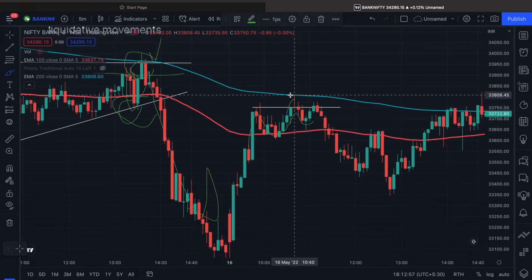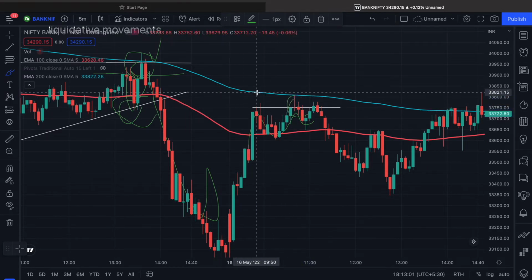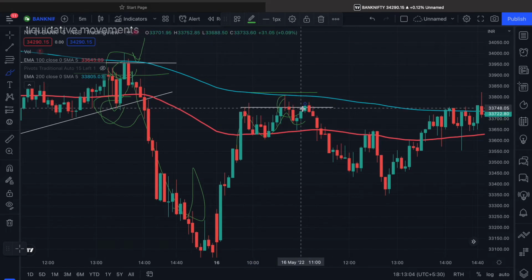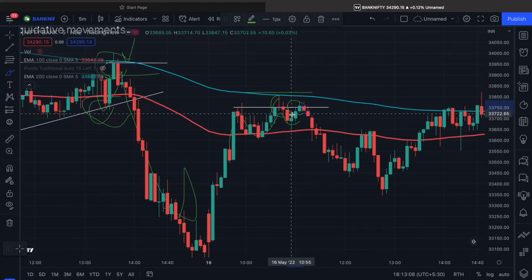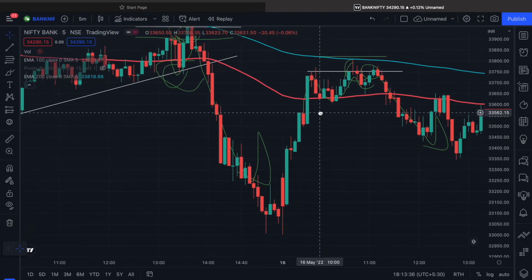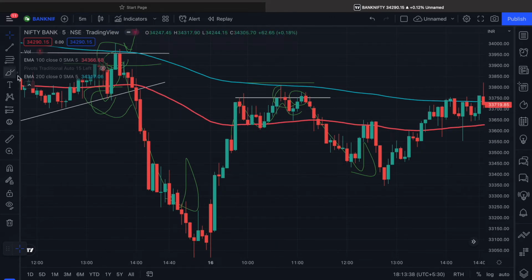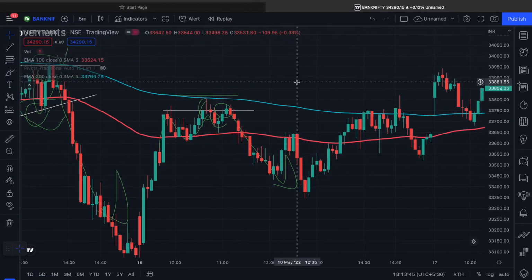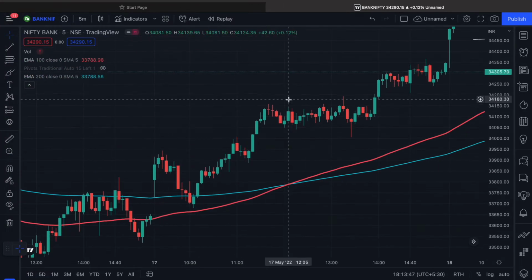It tries to go up above the day high. It is not able to sustain, and you have this 200 EMA resistance as well. One candle somehow manages to close above this resistance level, and then what you see is a very quick downfall from here. So that was your liquidative movement on 16th May. You can see what kind of a movement we have got on the downside. Let's move on to the next trade.